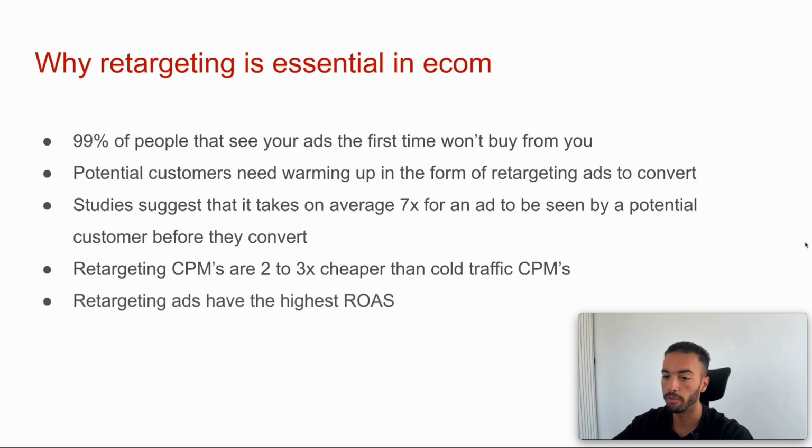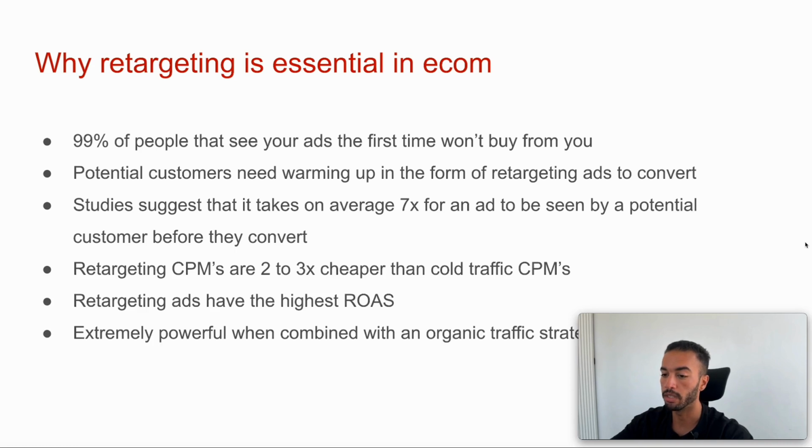And as a result of that, ads have the highest ROAS. So on average, you can expect a ROAS of at least 3x. Ideally, you would want to shoot for 4 to 5x ROAS on a retargeting campaign. And it's extremely powerful when combined with an organic traffic strategy.